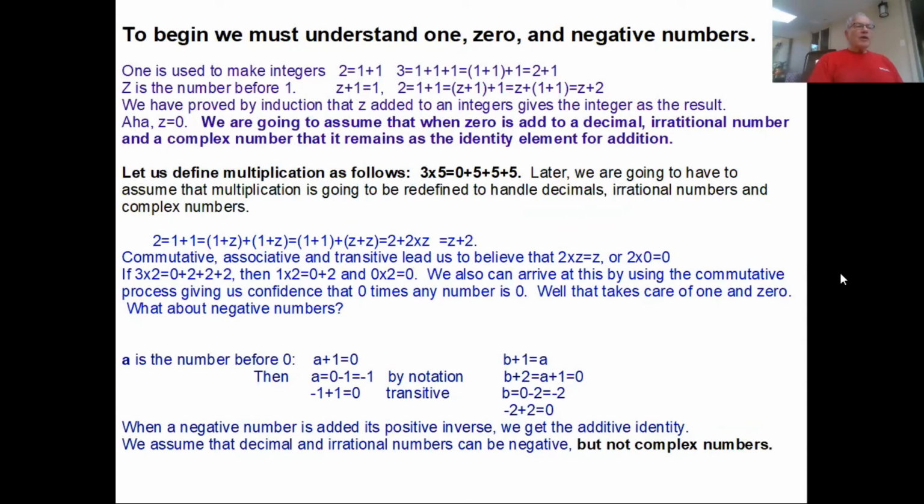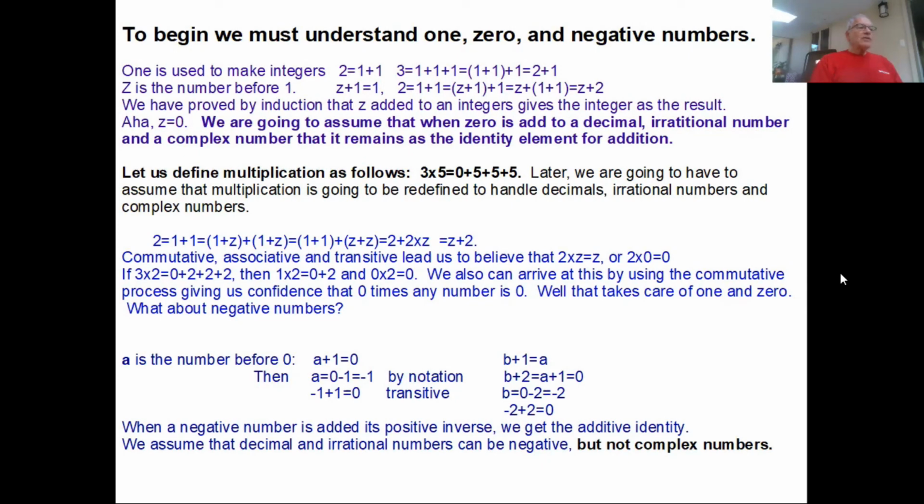So, to begin, we have to understand the basic elements. We have to understand what 1 is, 0, and negative numbers. Well, that may be silly to you, but I had trouble understanding those until I started playing with them. 1 is used to make the integers. So 2 plus 1 is 3, 3 plus 1 is 4. You notice we add 1 to the number before, and we get that number. So, what's the number before 1? Well, I'm going to assume it's something called z. So 1 plus z is equal to 1.